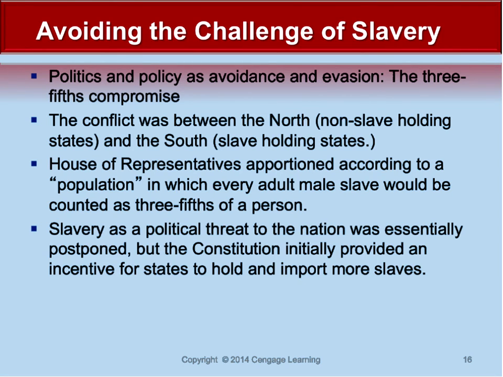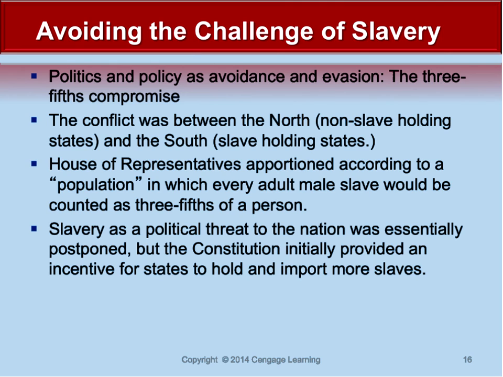And so out of this problem evolved the 3/5 compromise. Simply put, and this was in the original Constitution, the 3/5 compromise provided that representation in the House of Representatives for slave-holding states was such that every adult male slave would be counted as 3/5 of a person.